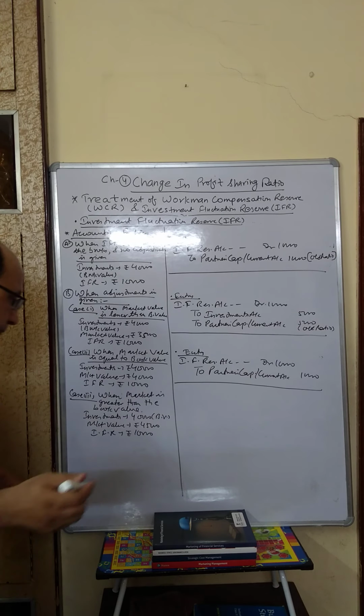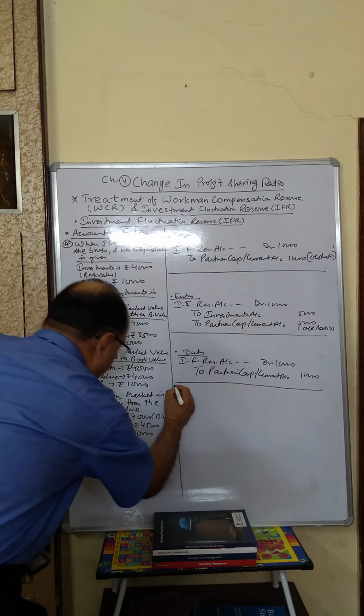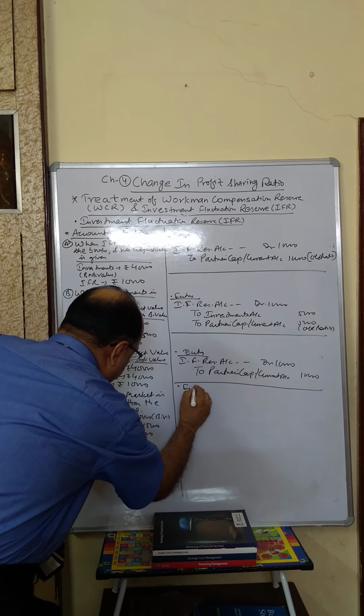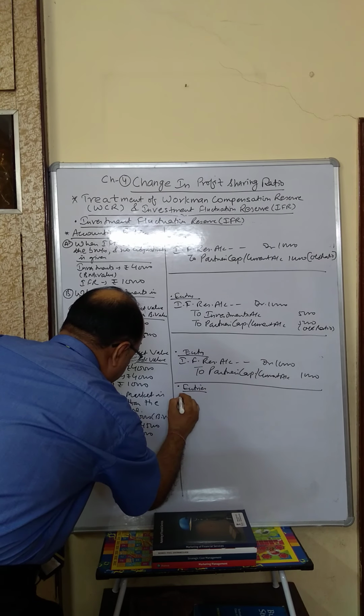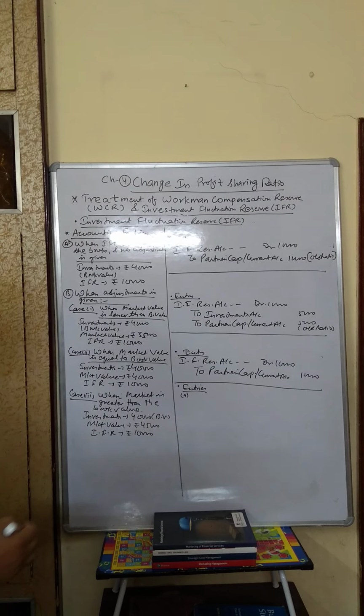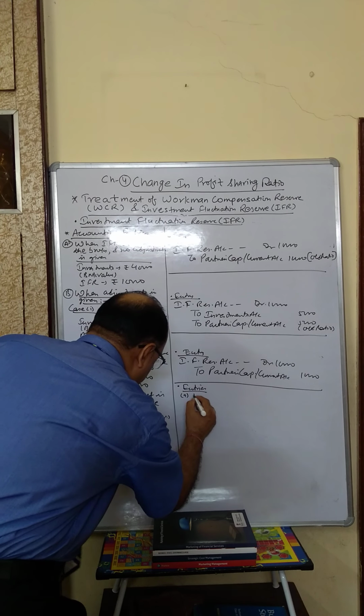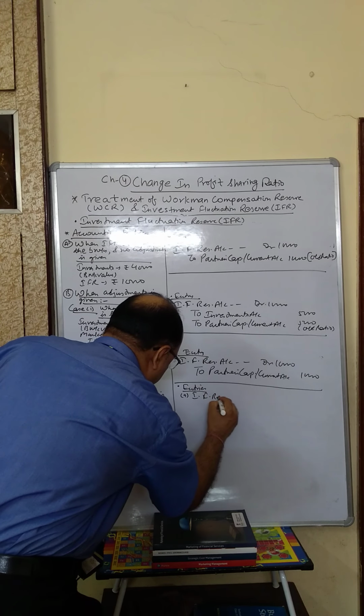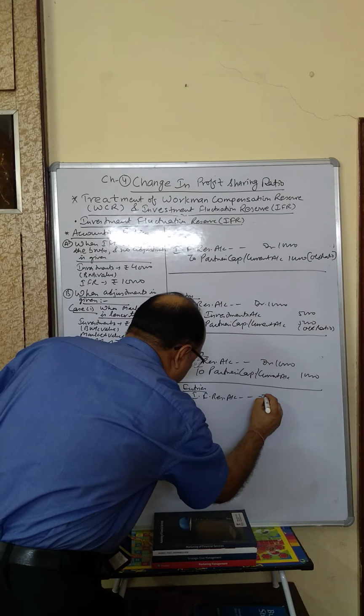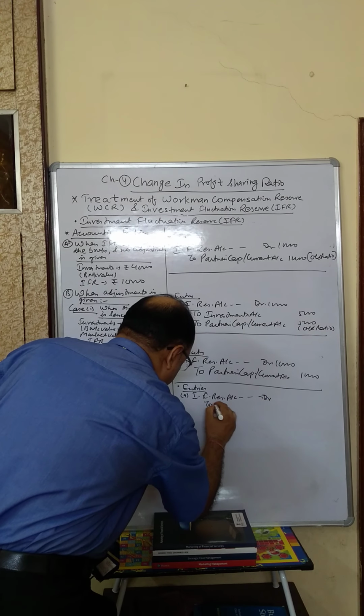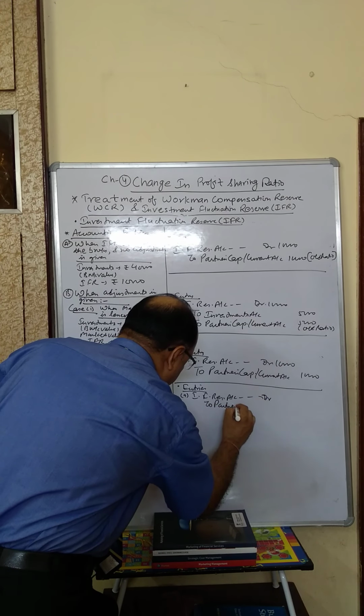Let me see how this should be dealt with. There will be more than one entry, so we'll write down the entries. The first entry will be that this IFR of 10,000 will be distributed between the partners, right? So the first entry will be IFR account debit to partners capital or current account.